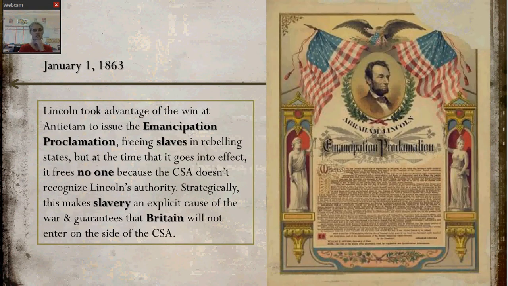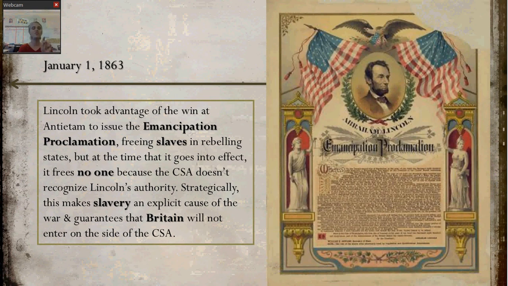January 1st of 1863, Lincoln takes advantage of the Sharpsburg-Antietam win to issue the Emancipation Proclamation, which freed slaves in rebelling states, okay? So think about that for a second. In the states that are rebelling against the Union, so basically the Confederate states, not the border states, which also have slaves, like Kentucky and Maryland, those slaves do not get freed, okay? So essentially what it does is actually free no one, because the South doesn't recognize Lincoln's authority. They're not going to free their slaves. The border states get to keep theirs.